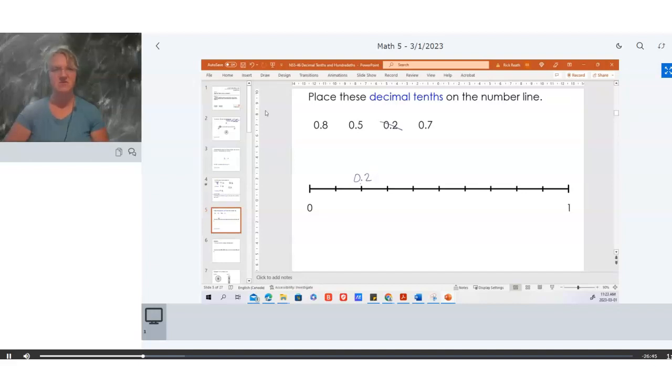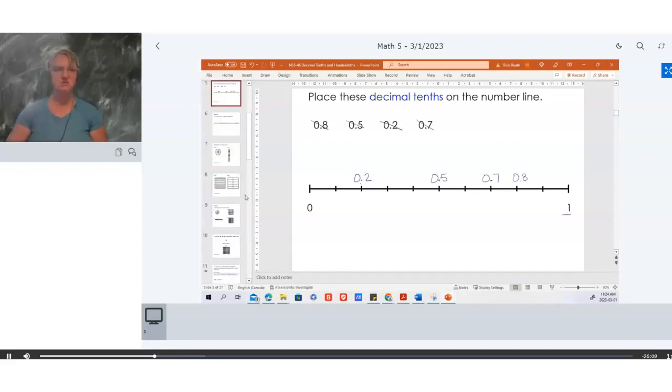Counting on to find our 5, 3, 4, 5 would be right here. 0.5, halfway to the 1. 0.7, 2 more spaces, because 5 plus 2 is 7. And then 0.8 would be right over here. Okay, fairly easy to find them. It's the same thing as using a number line and if it was going from 0 to 10 and putting ones on there. We use the same process, just that now it's decimals instead of ones.